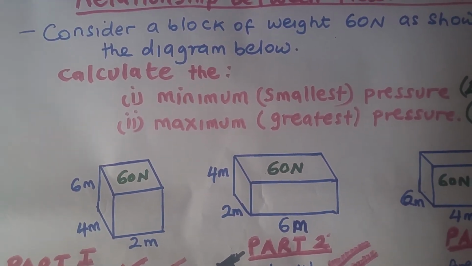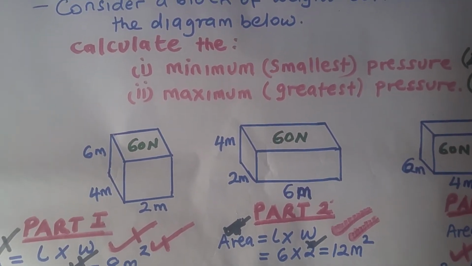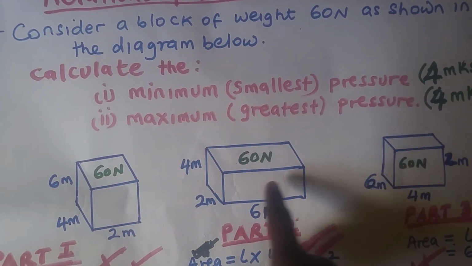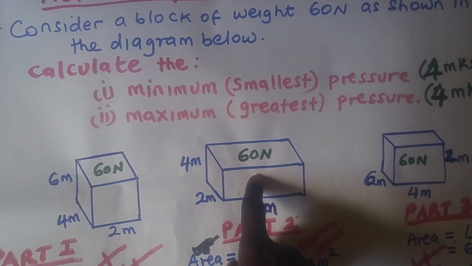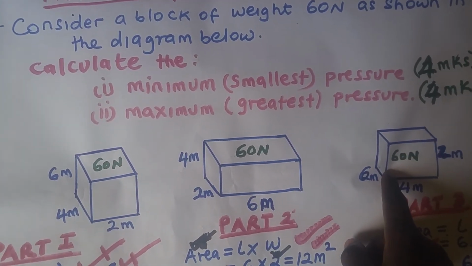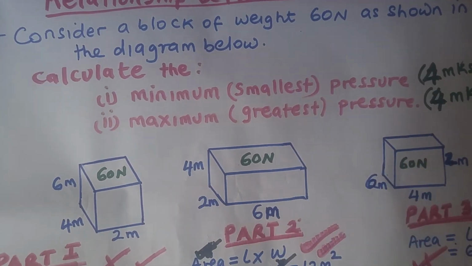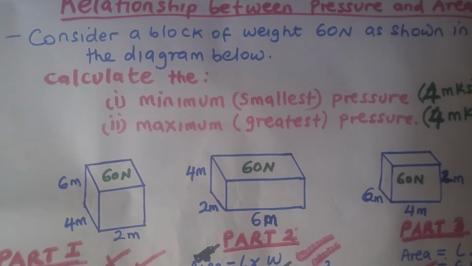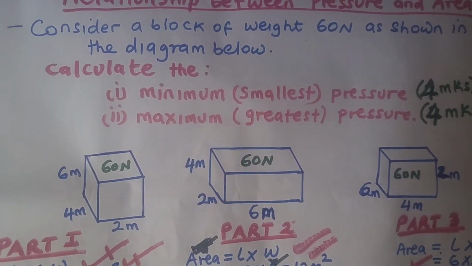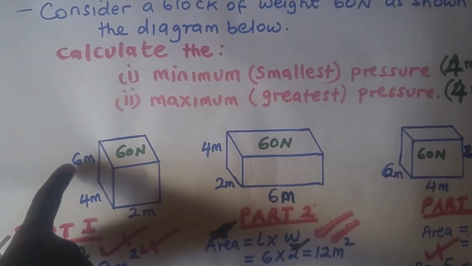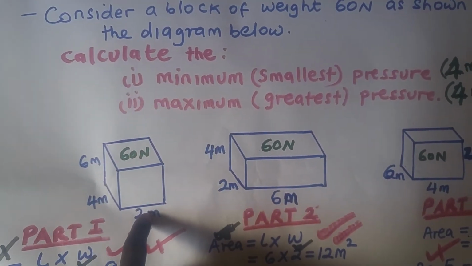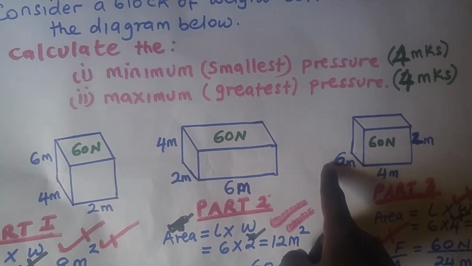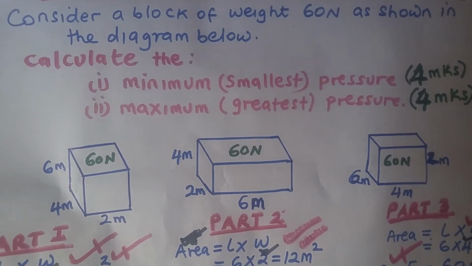The block has a weight of 60 newtons. So these 3 diagrams mean the same thing. This block is the same as this one, is the same as this one. Why? Because the dimensions are the same. When I talk about dimensions, I mean the length, the width, and the height. In this diagram there is a 6, a 4, and a 2. Here there's also a 6, a 2, and a 4. Here there is a 6, a 4, and a 2. So it is the same block.